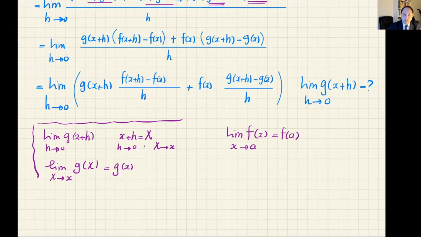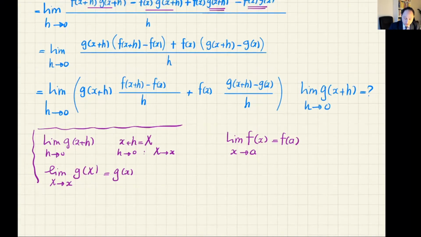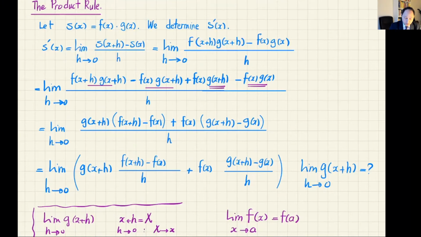This was the definition of continuity. If this condition holds, we say that f of x is continuous at that point. Now, why is G continuous? Because in this problem, we are assuming that G is differentiable. If G is not differentiable, we are not allowed to differentiate it in the first place.